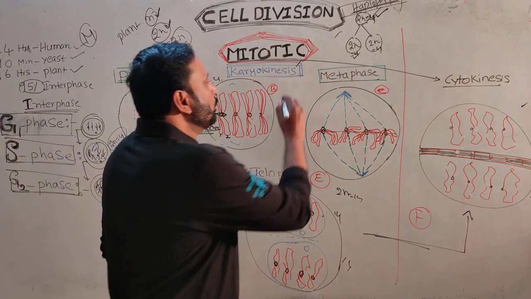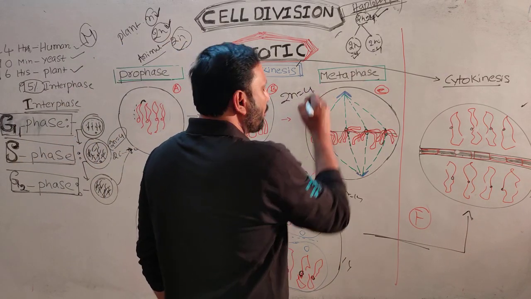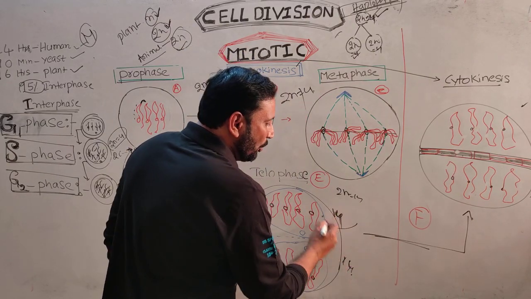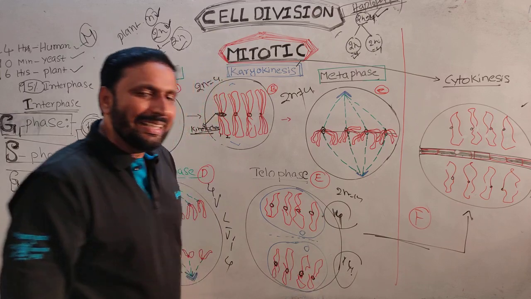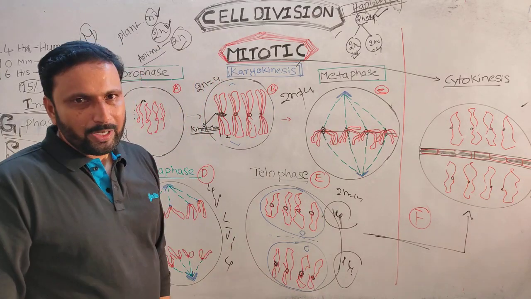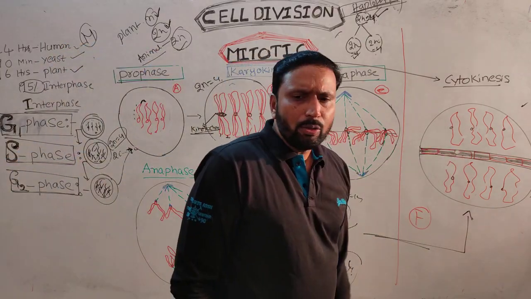Suppose in a plant cell, 2n equal to 14 chromosomes are present. In that nucleus 14, in this nucleus 14 chromosomes are present. So this is called karyokinesis. Later on, I am going to cytokinesis.